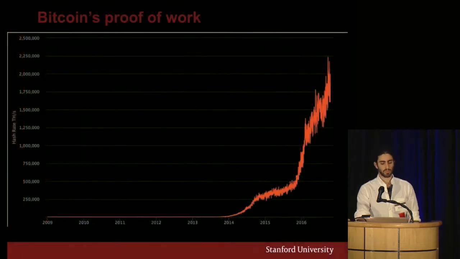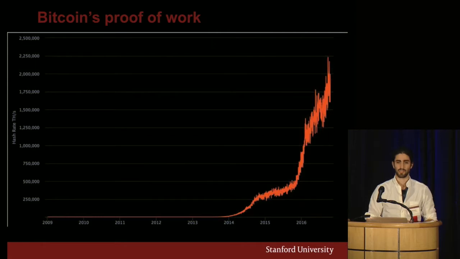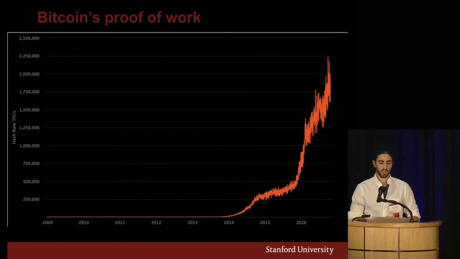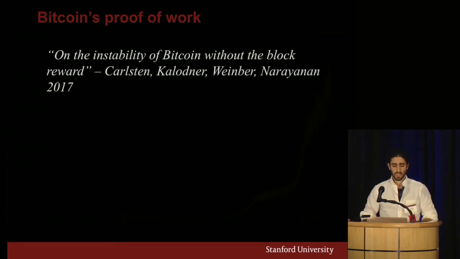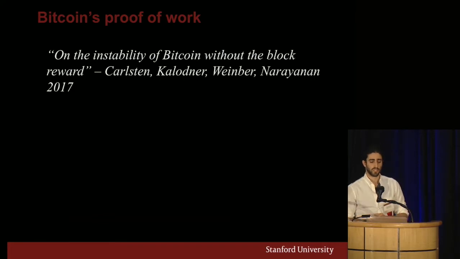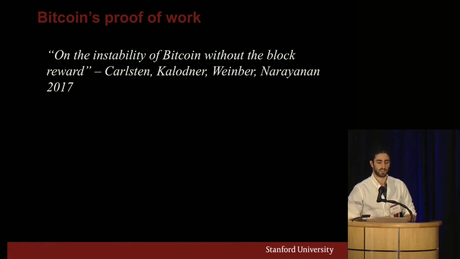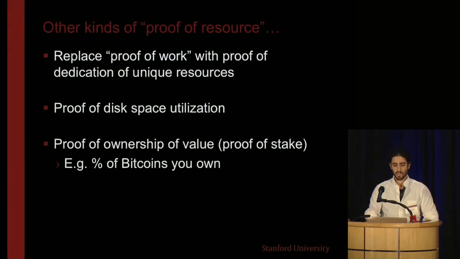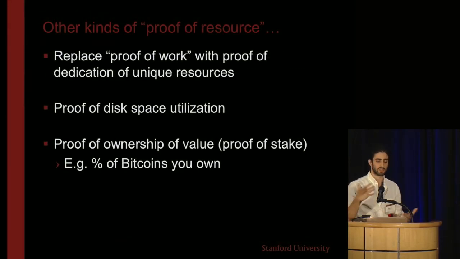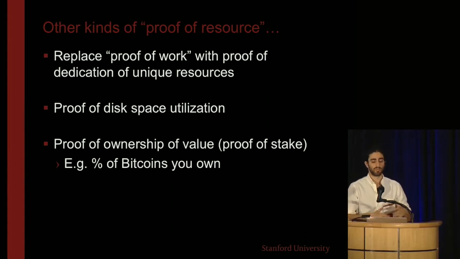And Bitcoin's proof of work grew over the years to incurring a huge amount of work. Right? As miners were incentivized to join this network, the hash rate increased exponentially. And in fact, people have done studies to show that in this kind of model of a transactional network, the reward itself is somehow necessary for the stability of the consensus protocol. Now, of course, there's other kinds of proofs of resource similar to proof of work that have been proposed, such as proof of disk space utilization or proof of ownership of value.